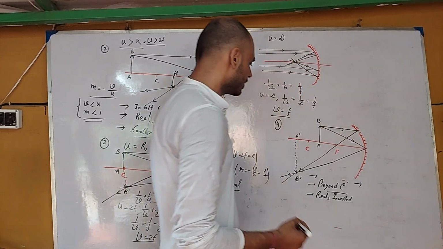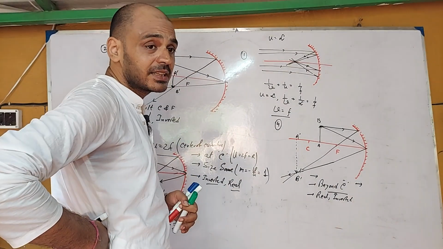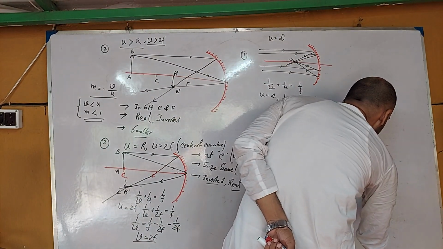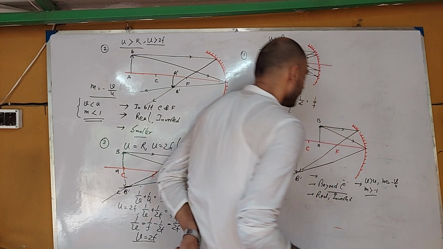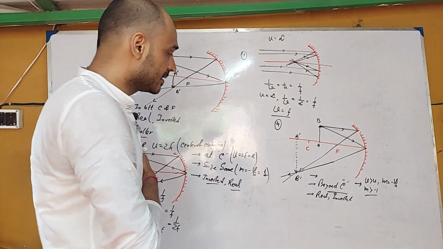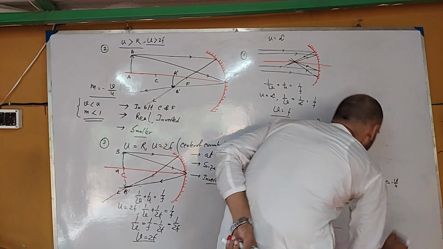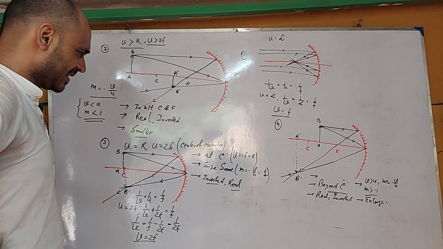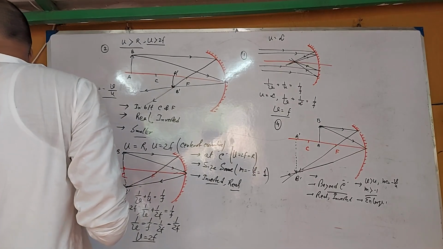And what is the nature of the magnification? Here we look that V is greater than U. If V is greater than U, then M is equal to minus V by U, that is, M is greater than 1. This minus sign signifies that the image is inverted, and greater than 1 signifies that the image is enlarged. The image is enlarged and inverted. Okay, this is the actual nature of the image when the object is in between C and F. Clear?